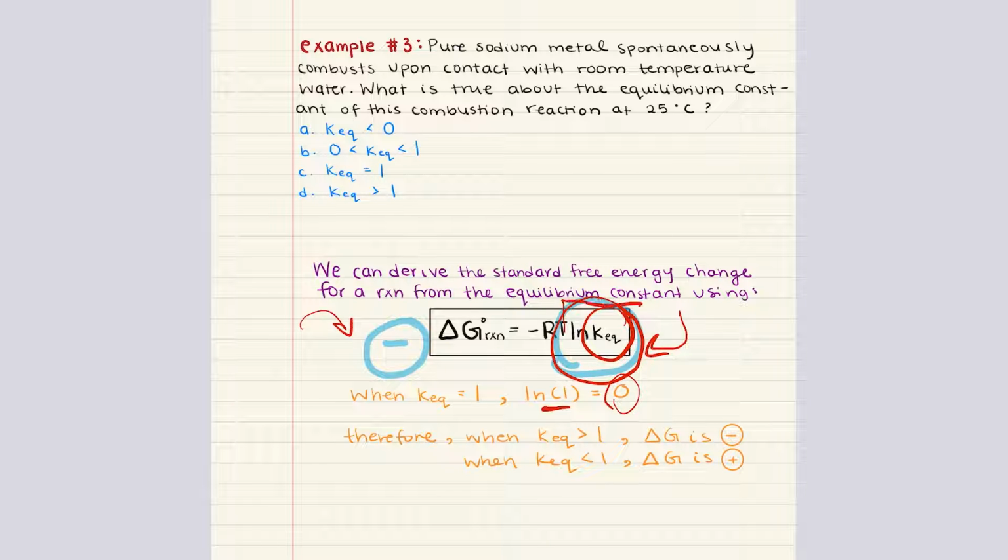If you want the natural logarithm of the equilibrium constant to be positive, to ensure that delta G is negative, the equilibrium constant needs to be greater than 1. If it was less than 1, delta G would be positive. All right, if it's more than 1, delta G is negative, and that's exactly what we want because we know this reaction between pure sodium metal and room temperature water happens spontaneously. All right, and that means that the answer for problem 3 is going to be D. The equilibrium constant needs to be greater than 1.